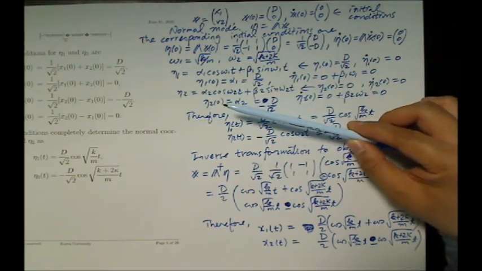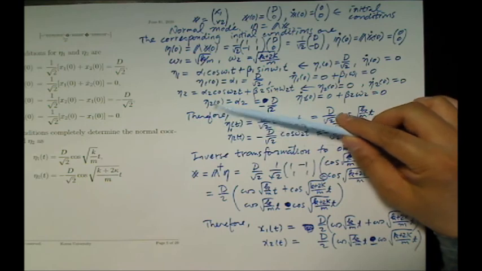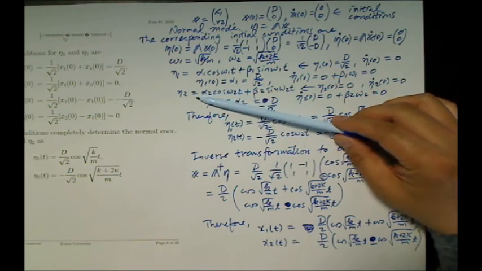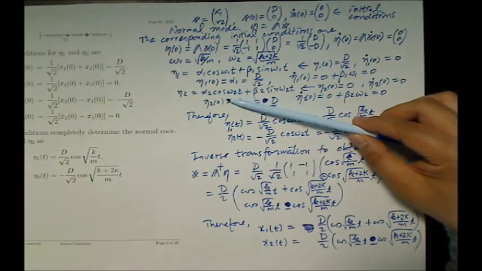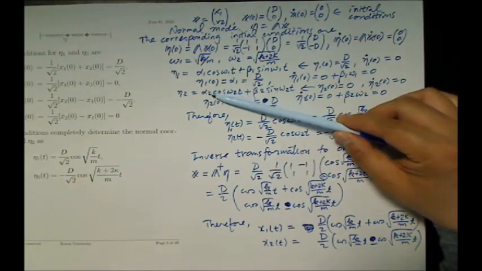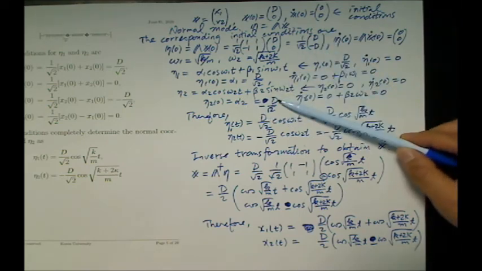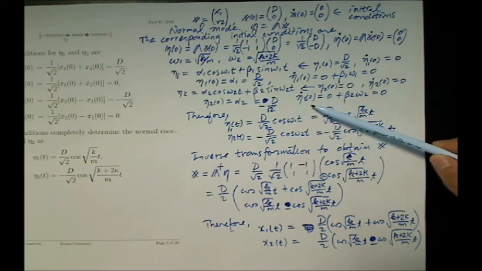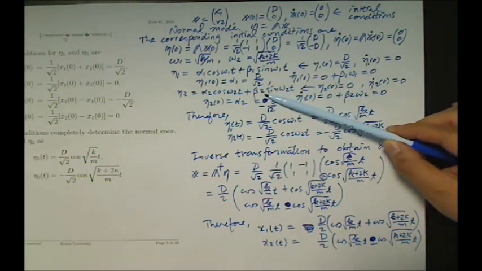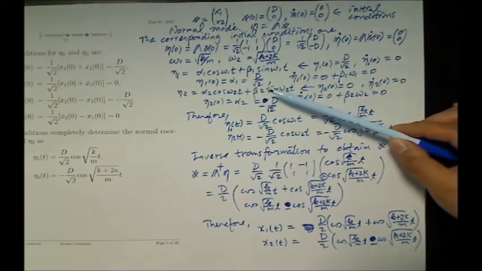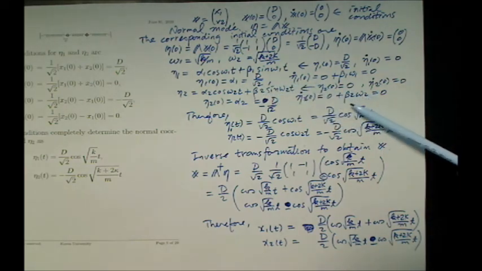In a similar manner, we can determine the normal coordinate eta 2. If we substitute t equals 0, it becomes alpha 2, but the condition is minus d over square root of 2. Eta 2 dot 0 is again beta 2 omega 2 cosine omega 2t. We can substitute t equals 0, that is the non-vanishing component, but the given condition is 0. Therefore, beta 2 is also vanishing.